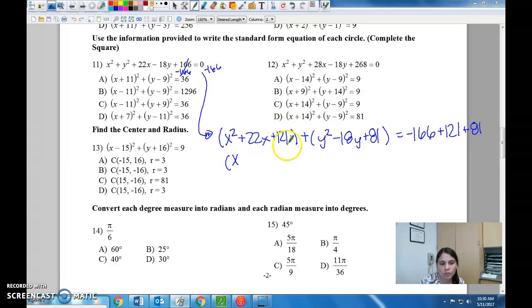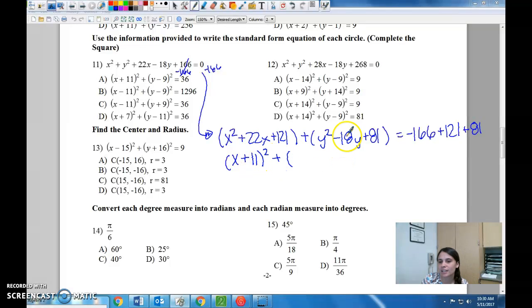So two numbers that multiply to 121 and add to 22 are 11 and 11. And if you have a hard time figuring that out, when you're completing the square, which is what we're doing, whatever this b term divides by ends up being this number. So 22 divided by 2 is 11, which is why we did 11 squared to get our 121. So it's always going to end up being that number.